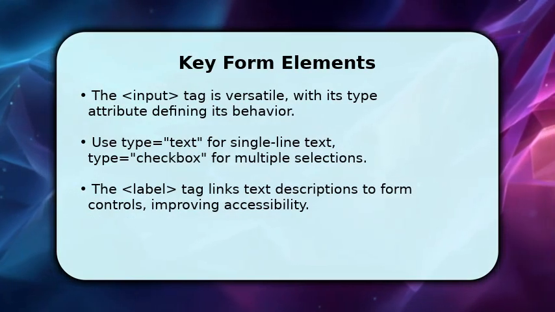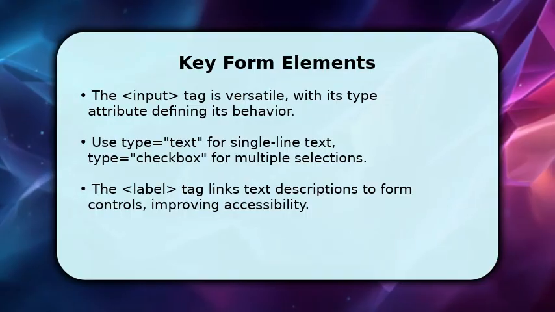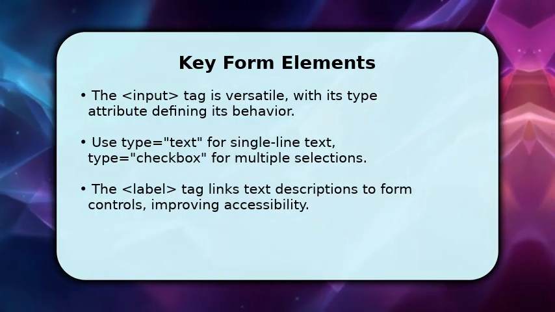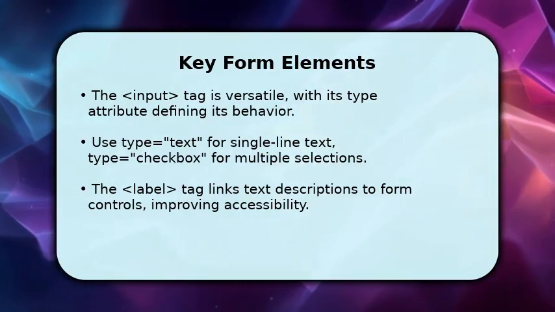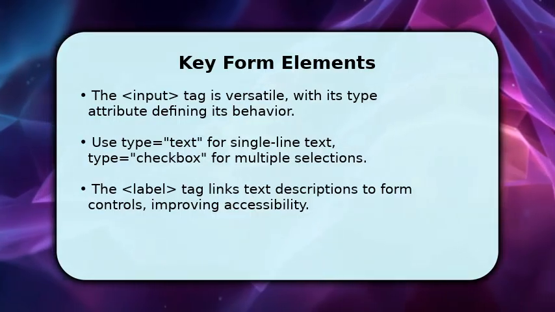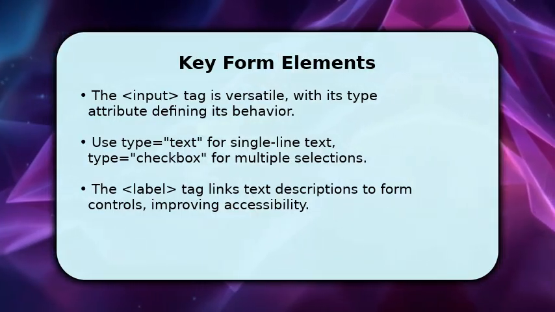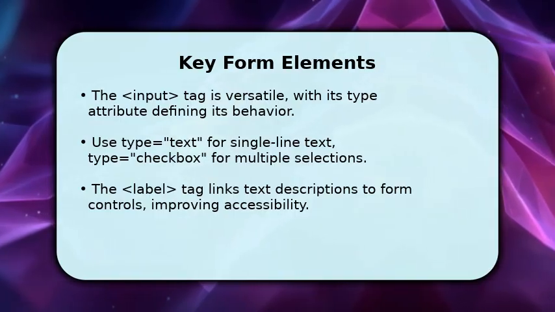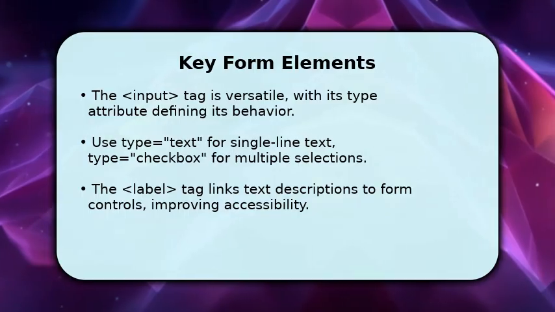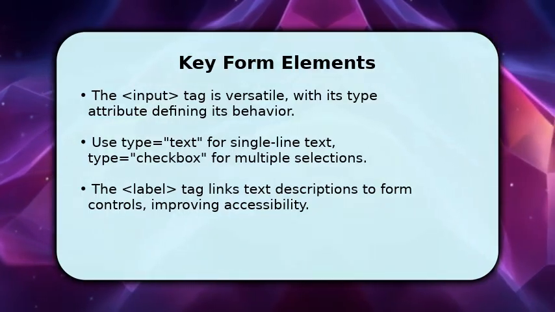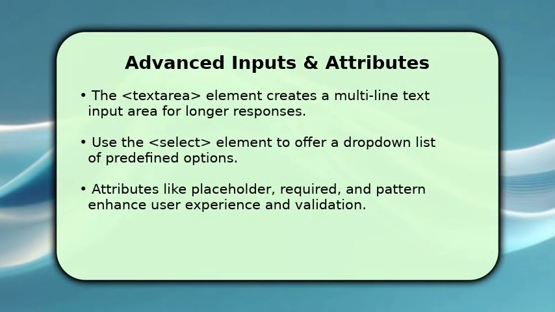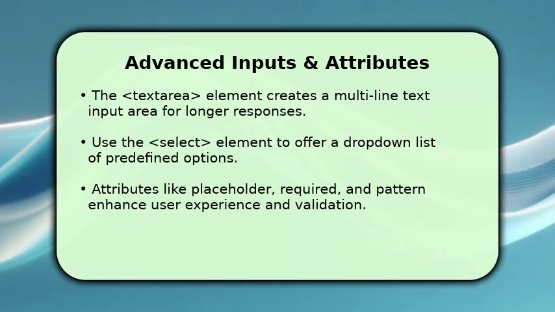Now, let's dive into the essential elements that make up a form. The input tag is incredibly powerful, and its type attribute dictates what kind of input it accepts. For instance, type equals text creates a simple text box, while type equals checkbox allows users to select multiple options. Remember to always use the label tag to associate descriptive text with your form controls. This is not only good practice, but also significantly enhances accessibility for all users, making your forms much easier to navigate.